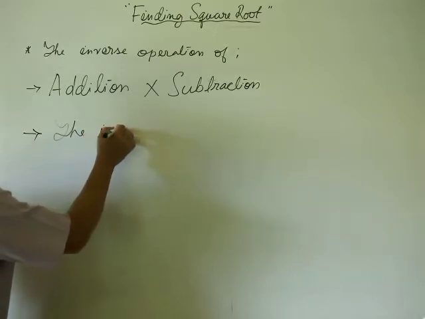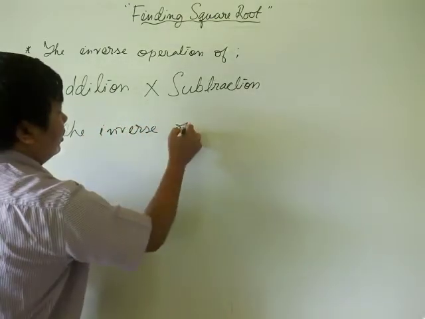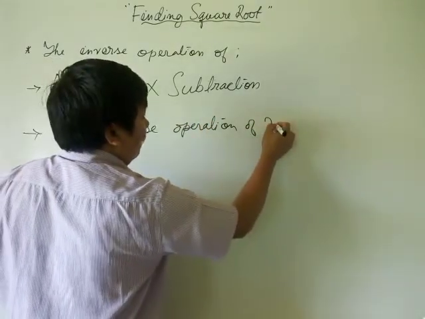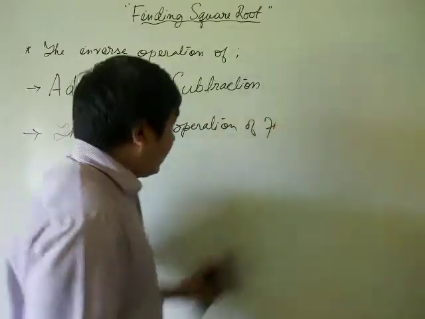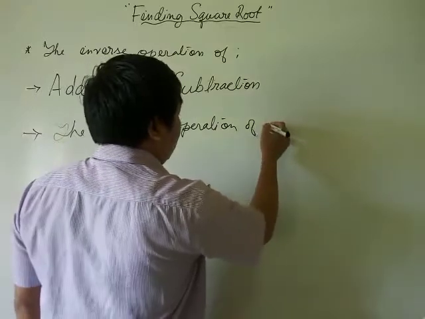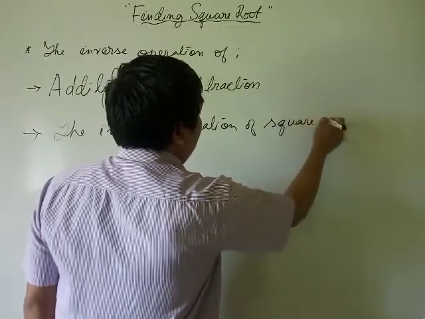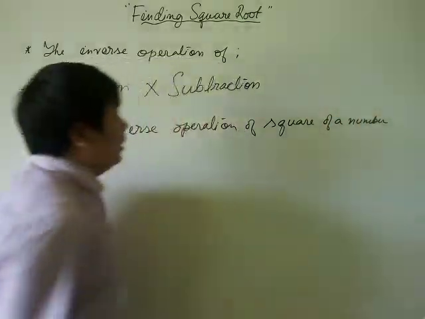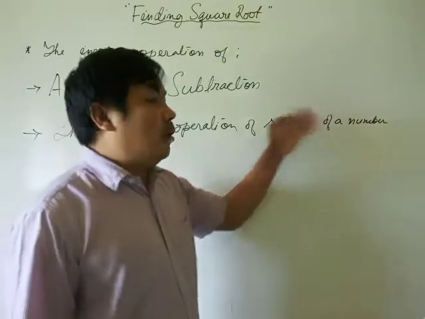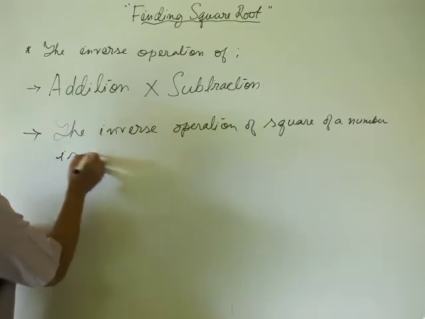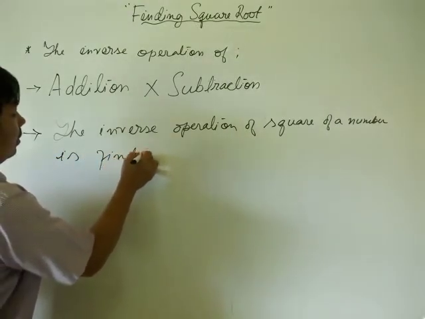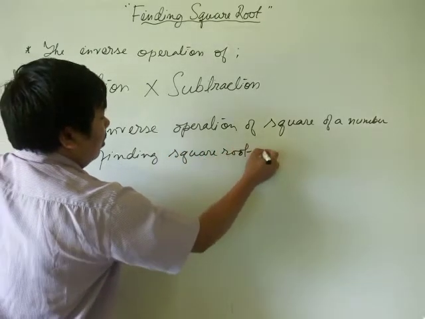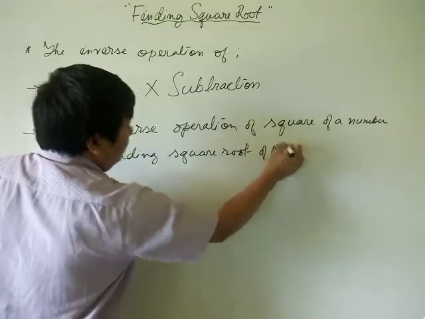the inverse operation of the square of a number. Yes, then the inverse operation of a square, or finding the square of a number, is finding the square root of the number.